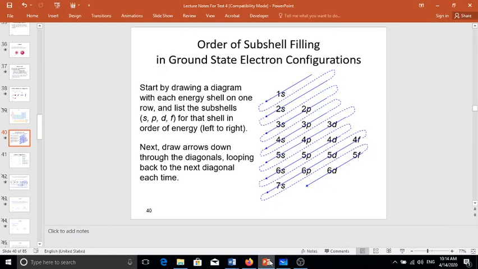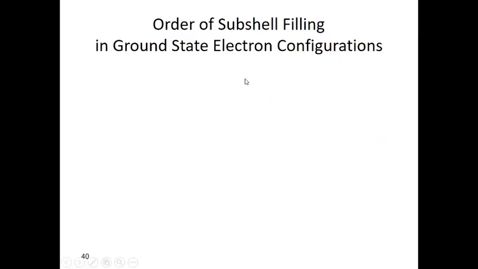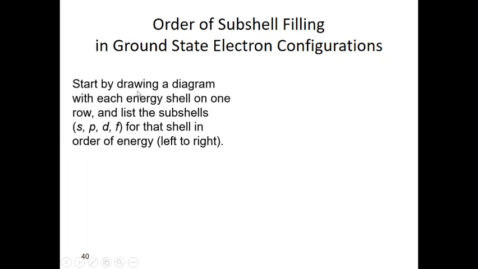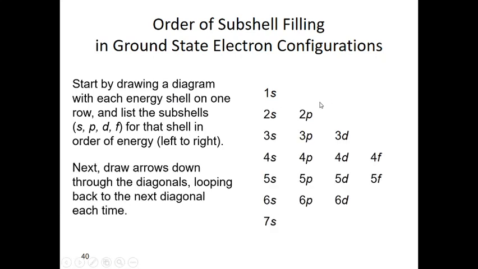Alright, in this video, we're going to learn how to fill electrons into all of the shells, subshells, and orbitals, so we can configure a so-called ground state electron configuration. First of all, we're going to draw out all of the energy shells and the subshells the way we have drawn out before.